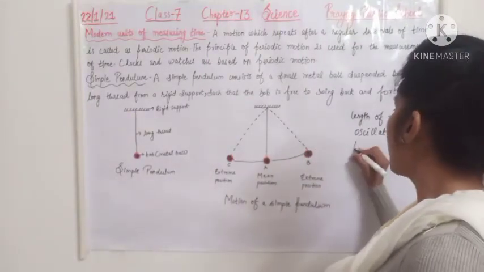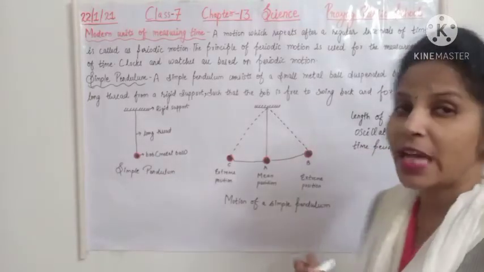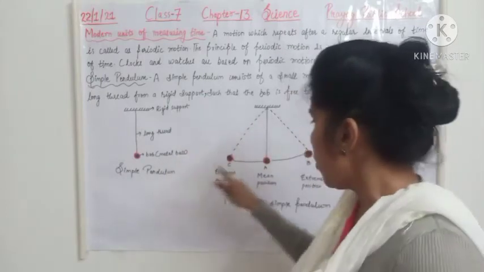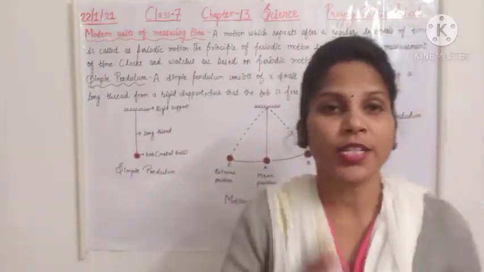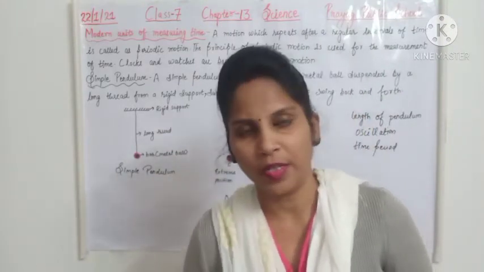Okay. Then the third one is time period. What is time period? Time period is the time taken to complete one oscillation. एक oscillation को complete करने के लिए जितना time लग रहा है, that time is called time period, right?